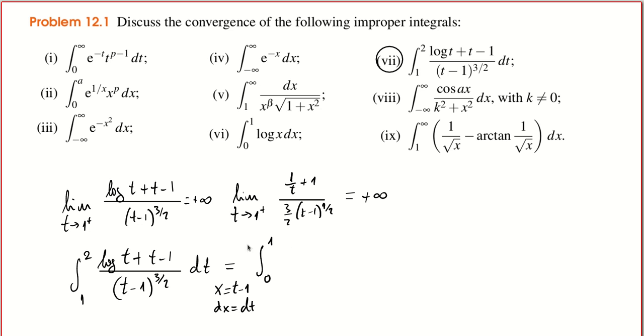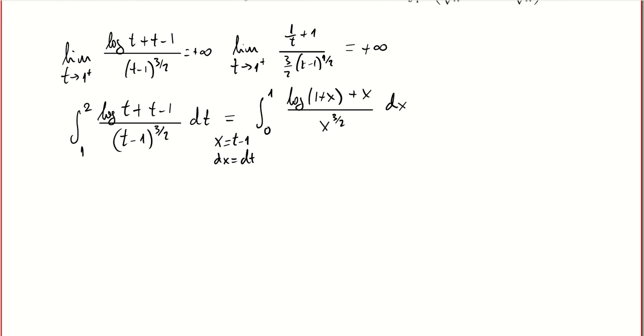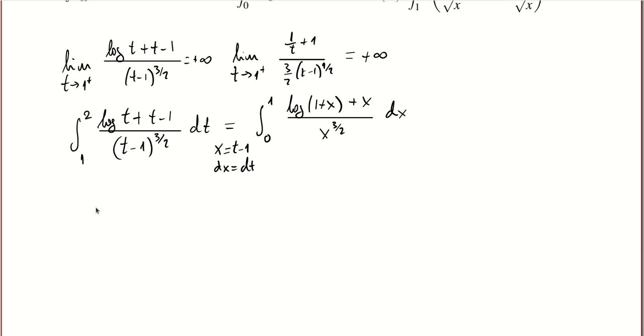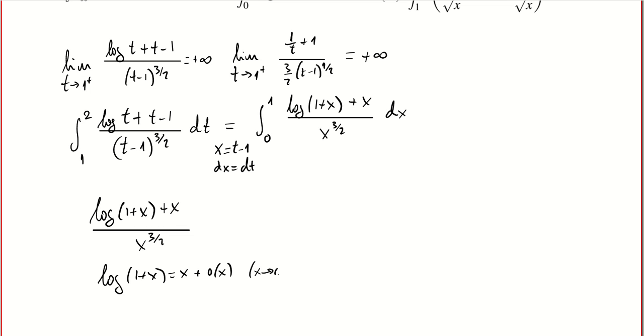No problem with that. Then what you have here is the logarithm of t, which is 1 plus x, and then you have t plus 1, which is just x. And down here you have x to 3/2. And now we have the problem at 0. But we know something about this function. We need to figure out the behavior of this function near x equal to 0. We know that the logarithm of 1 plus x is equal to x plus o(x) when x goes to 0.